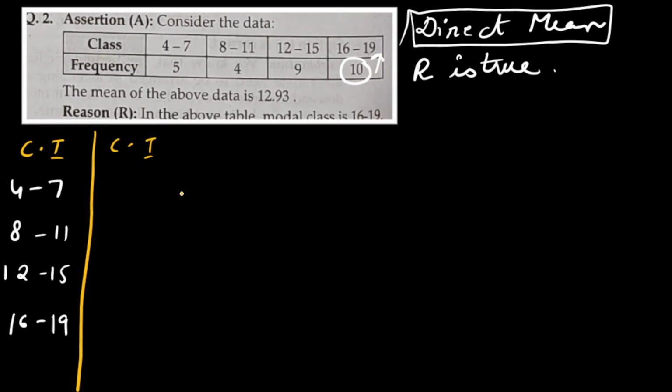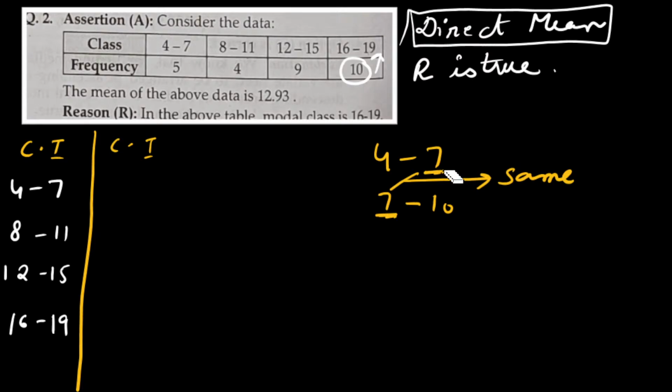Second is 8 to 11. See, I should have the interval like this, 4 to 7, 7 to... so continuity should be there. The upper limit and the next one's lower limit should be the same. Here in this question they are not the same. The upper limit and the lower limit of the next one should be the same. So if they are not the same, we have to make them the same.